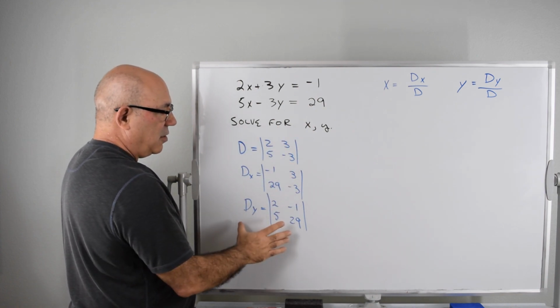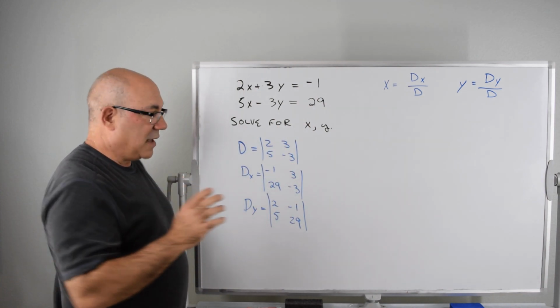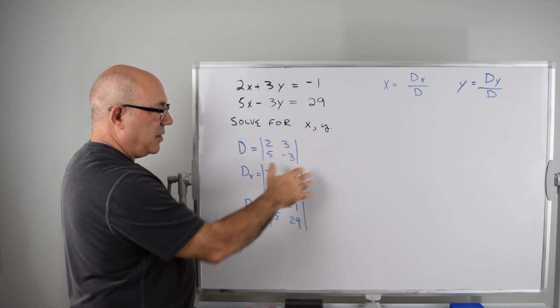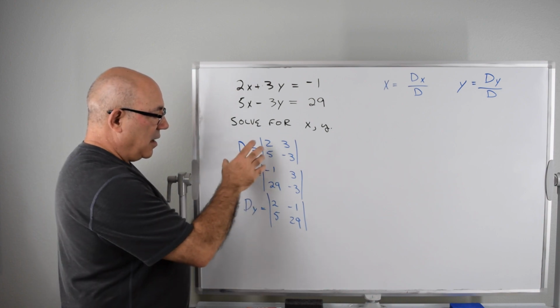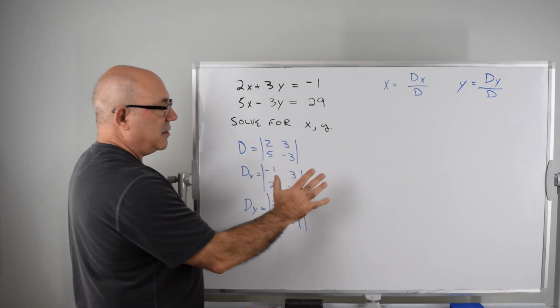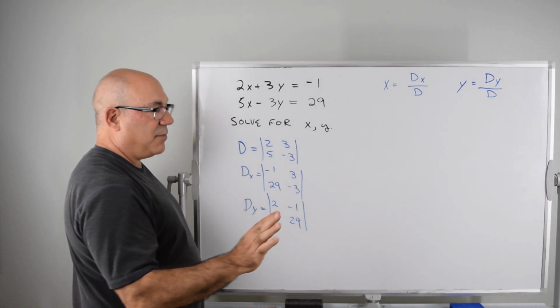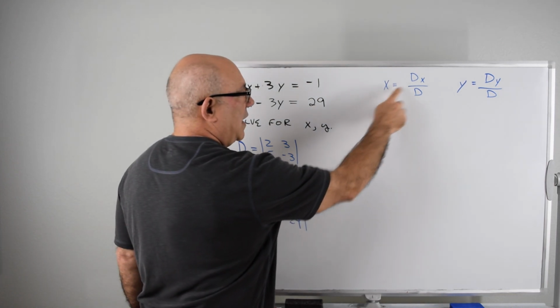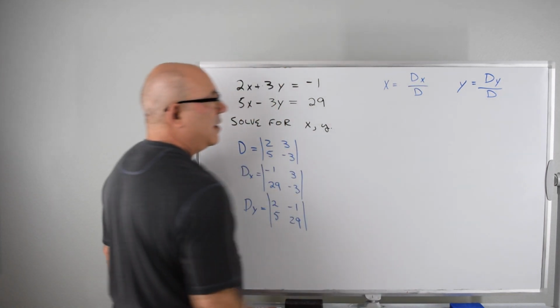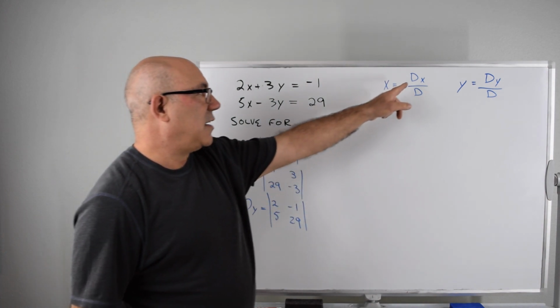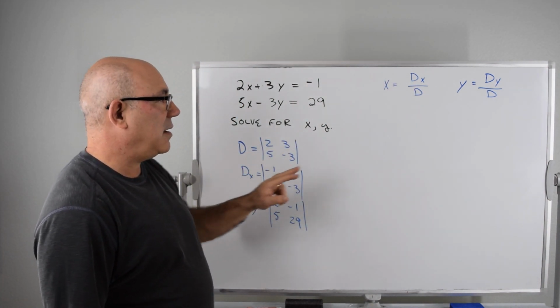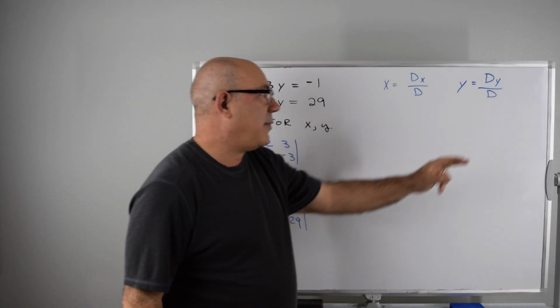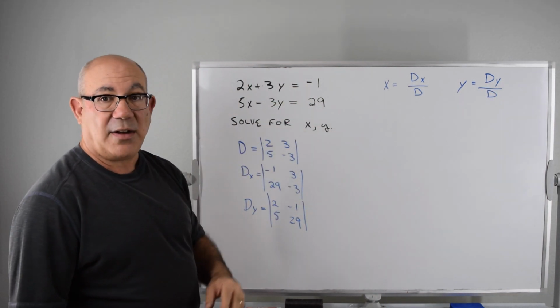Now we have 3 determinants to figure out. When we get to 3 and 4 variables, this would be a 3x3 or a 4x4, depending on what you have. Now, we take these determinants, we calculate them out, which is going to be pretty easy, and then we just have to do the ratios to find x and y. So take determinant x divided by the main determinant, and then determinant y divided by that same main determinant, and you'll get the values for x and y.